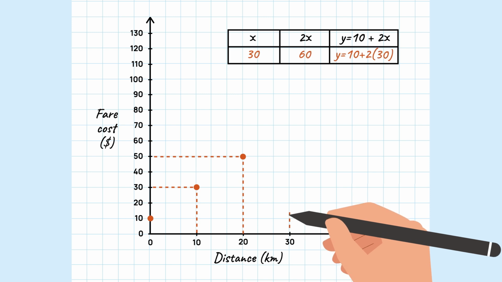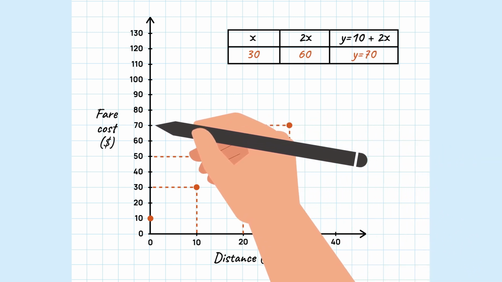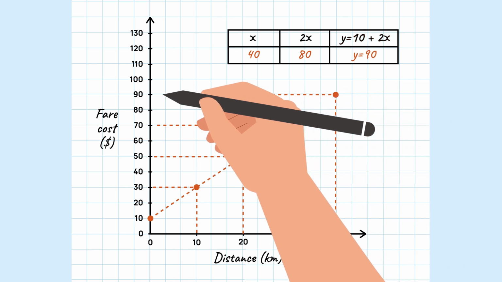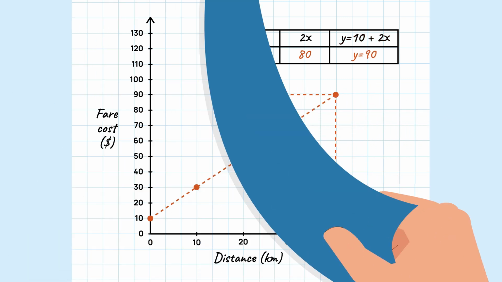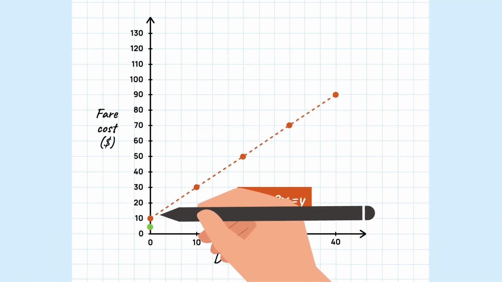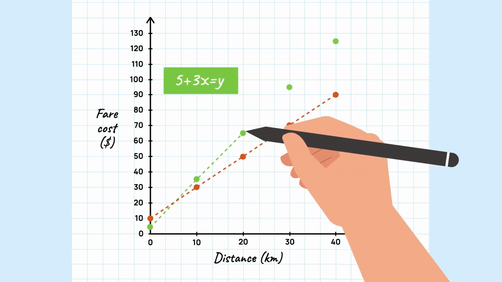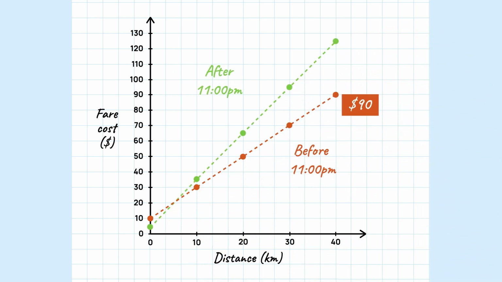When x is 30, y equals 70. When x is 40, y equals 90. Following the same steps, we can graph 5 plus 3x equals y. What do you think? Is it worth leaving before 11 p.m?